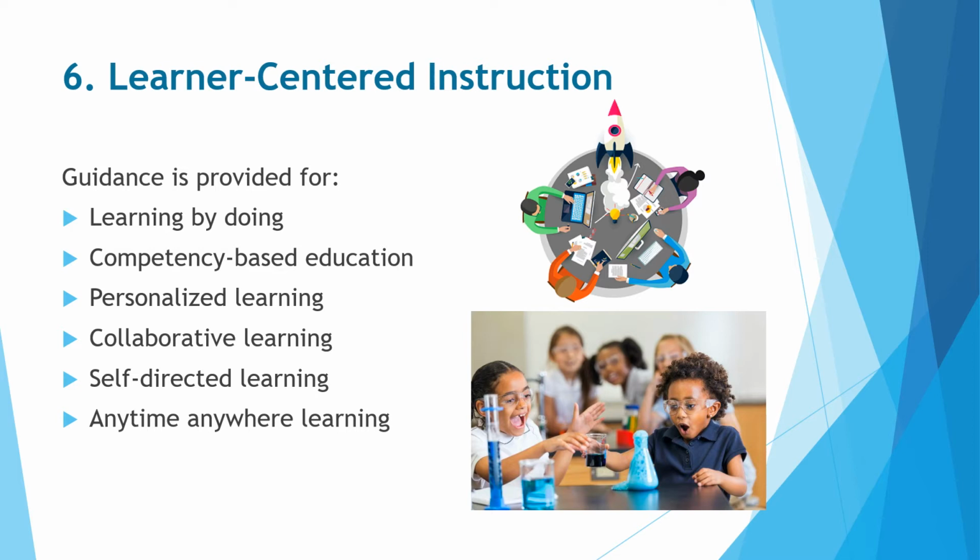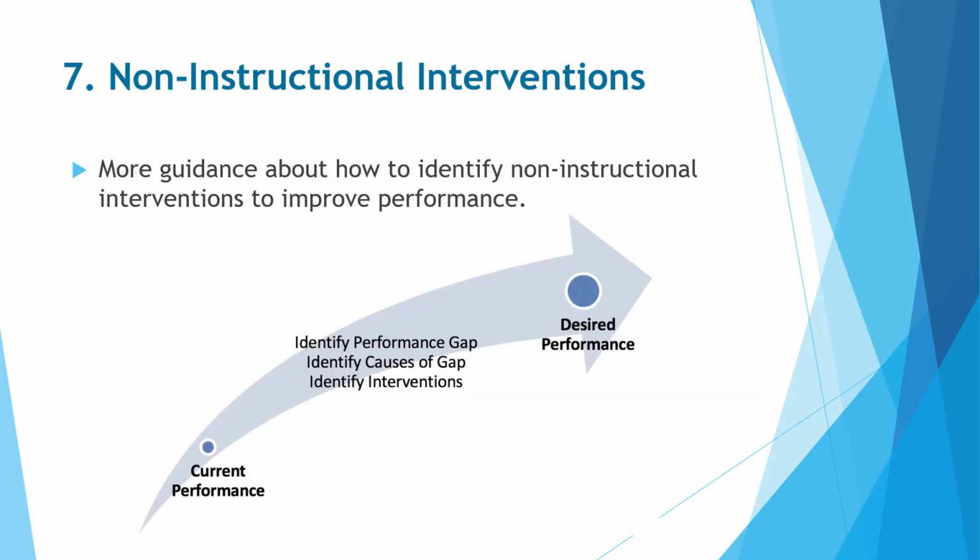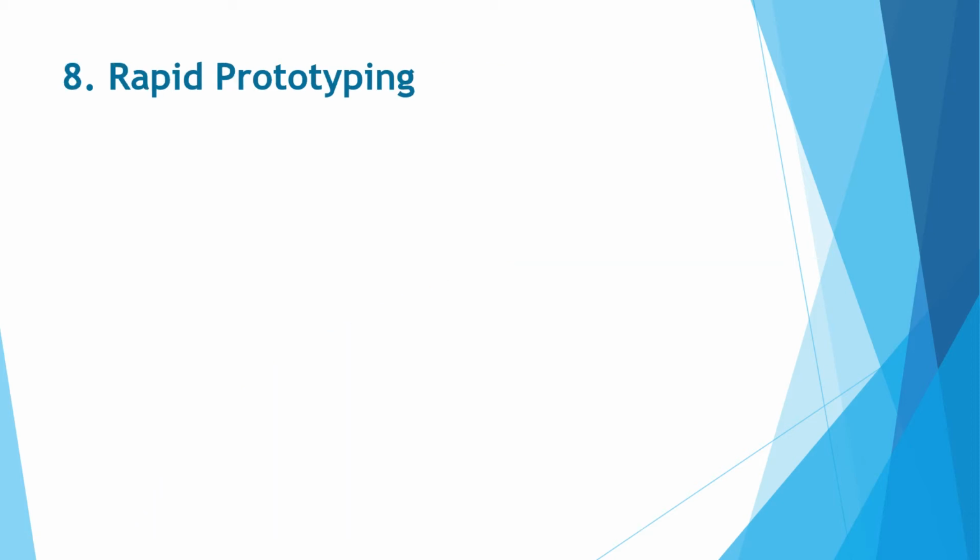The holistic 4D model includes more guidance about how to identify non-instructional interventions to improve performance, thereby enhancing performance and avoiding the development of instruction when other interventions are more effective. The model also includes more guidance for using either of two kinds of rapid prototyping: quantitative reduction or qualitative reduction.